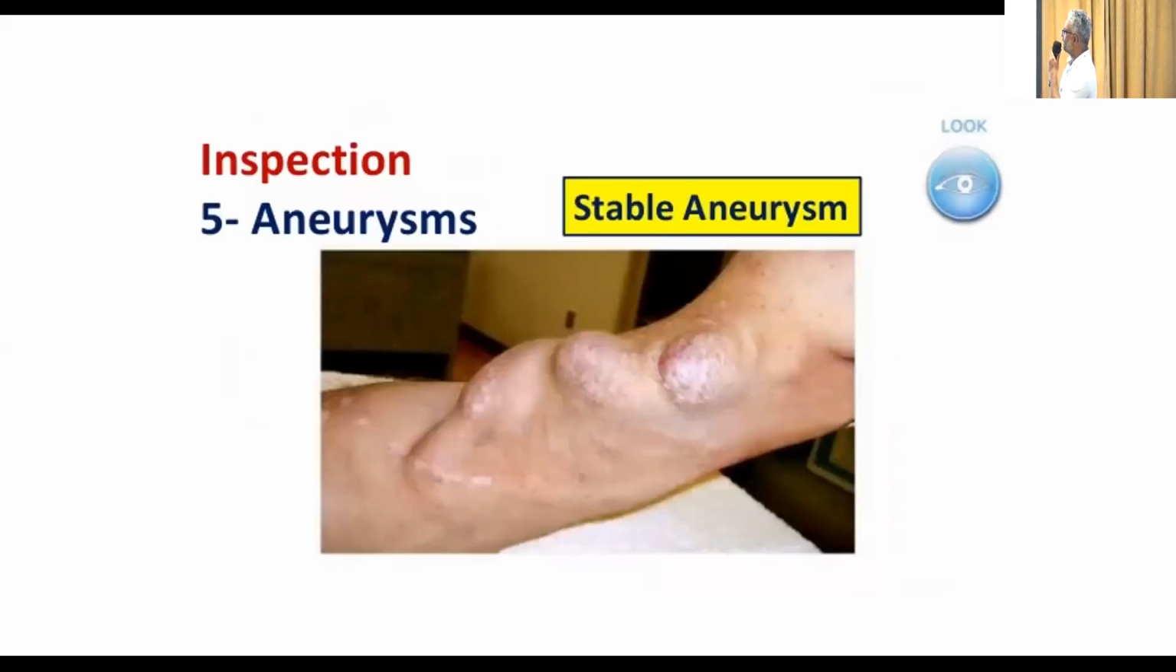Aneurysms, we have seen this. So, unfortunately, when you see this, you have a tendency, oh, this is a nice place to cannulate. Let's cannulate there. And once you cannulate there, you just increase that fistula. So again, avoid cannulating at aneurysms.